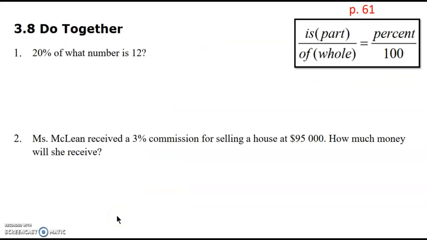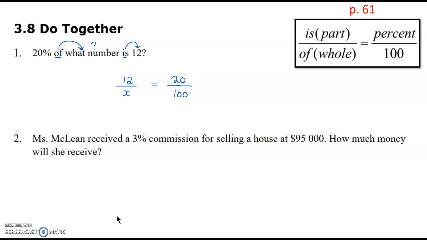Let's try some questions on the do together. Number 1, 20% of what number is 12? So I'm going to set up my proportion. I know I have 20% out of 100. And it says 20% of what number? So the unknown is our of position. Is 12. So now I can solve. I can cross multiply and divide. And we do that setup, and you can solve for x.